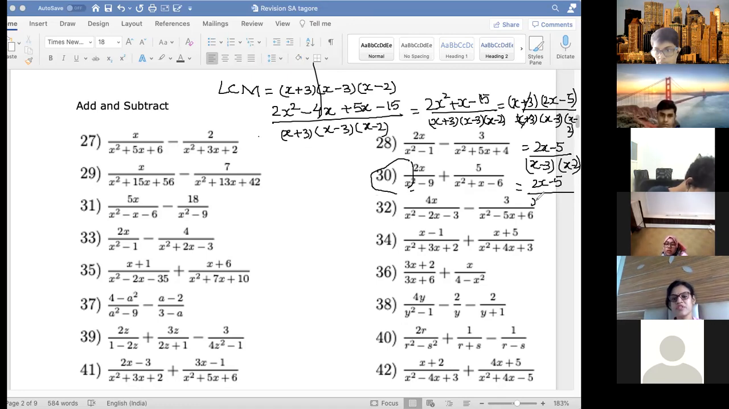Minus 5x, yes. x square minus, because minus 3 and minus 2 is minus 5. So minus 5x and plus 6. Minus 3 into minus 2 is plus 6. So I multiplied with the shortcut method. So this will be the final answer.